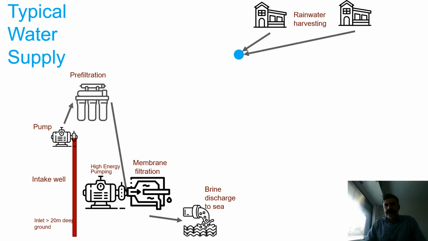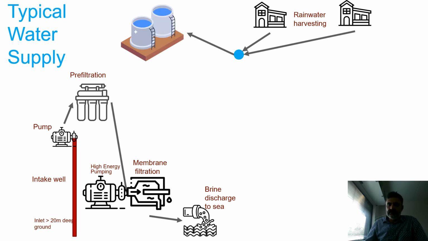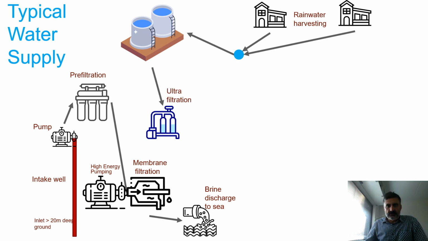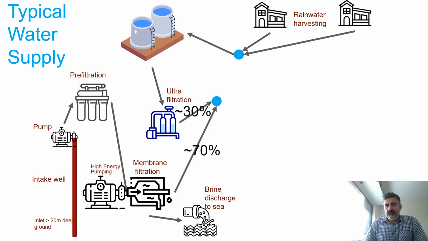Rainwater is harvested from selected public buildings like schools, places of worship, and government offices. This water is collected into raw water storage tanks and is subjected to ultrafiltration, which brings it up to a quality comparable with the desalinated water. These two water sources are then mixed, ideally at about a 70 to 30 ratio.